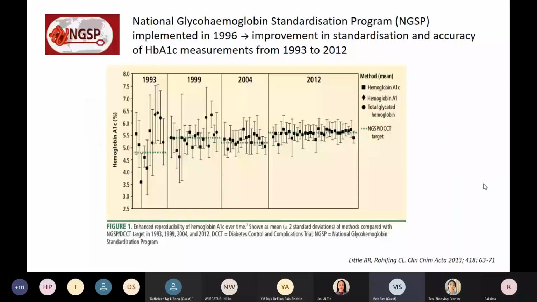In tandem with the proposal that HbA1c be considered as a marker for the diagnosis of diabetes was the development and implementation of the National Glycohemoglobin Standardization Program. This was implemented in 1996. And you can see from this table that from 1993 to 2012, HbA1c methods have improved considerably in terms of standardization and accuracy. In 1993, there's a huge spread of values obtained by different HbA1c methods, and by 2012, the variation has been reduced considerably.